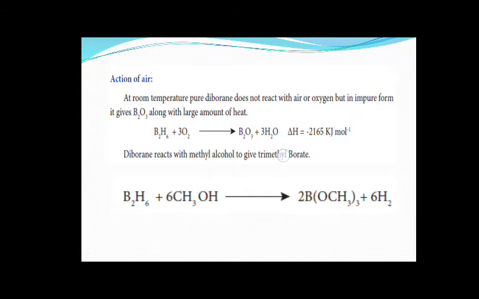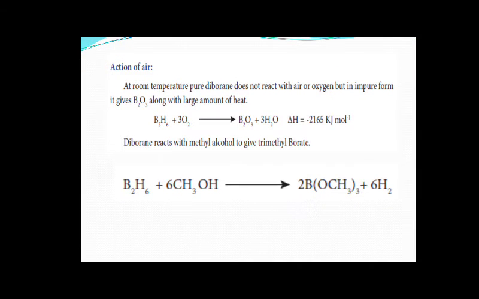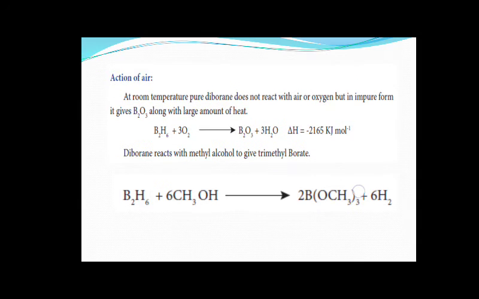Diborane with methyl alcohol gives tetramethyl borate. The valency of boron is 3, so it will always form a tri compound. So borane with 6 moles of methyl alcohol gives trimethoxy borane or trimethyl borate.